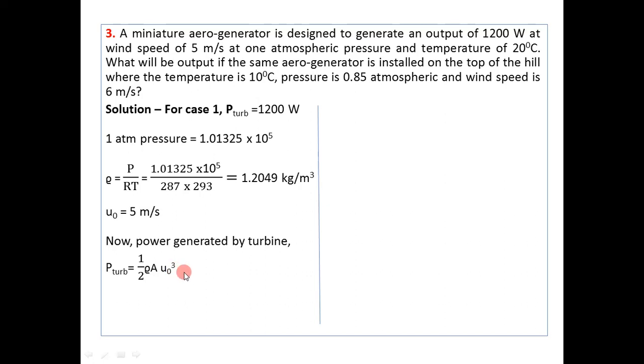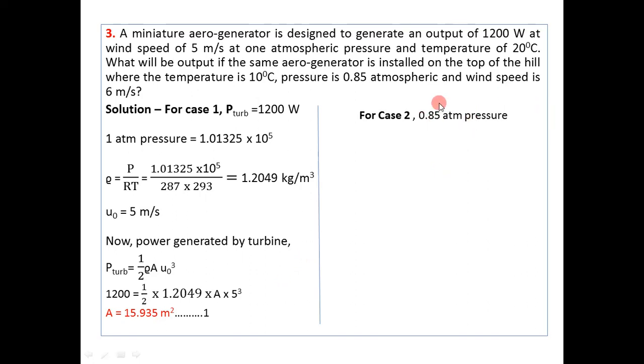Cp is also not given. We are not supposed to put that values. So P is equals to 1/2 density into area into velocity cube. Putting all the values, we'll get area is equals to 15.935 meter square. Now we will put this value in case 2 to find out the answer.